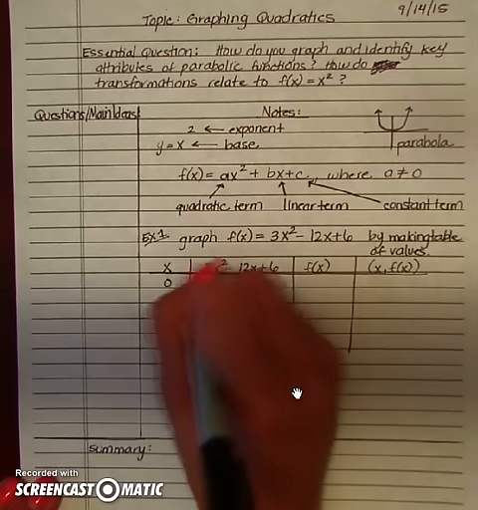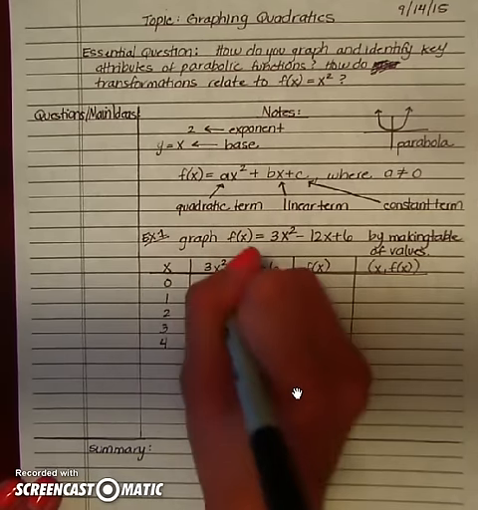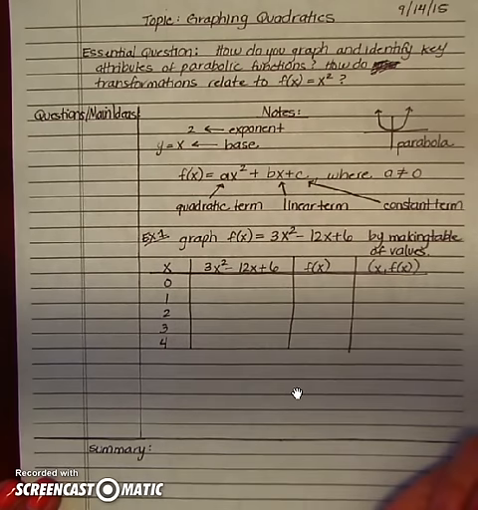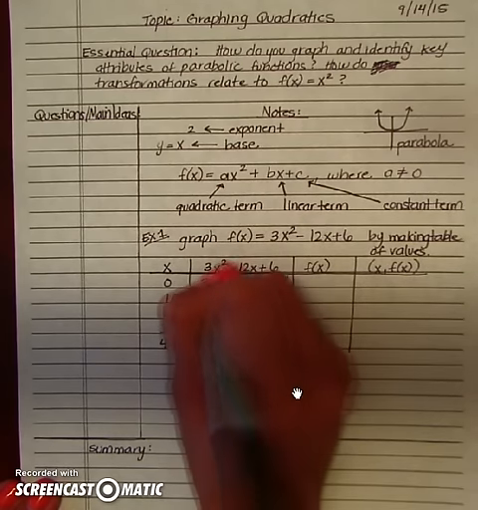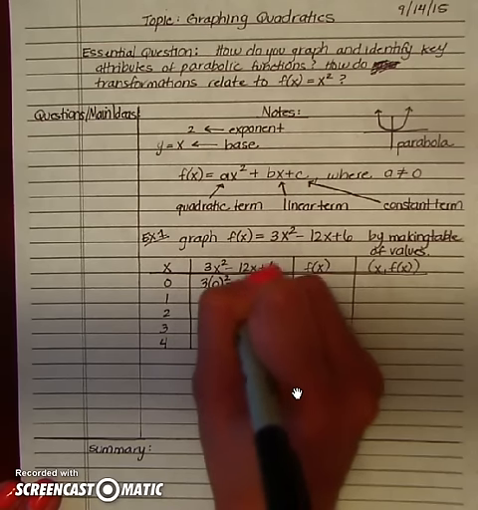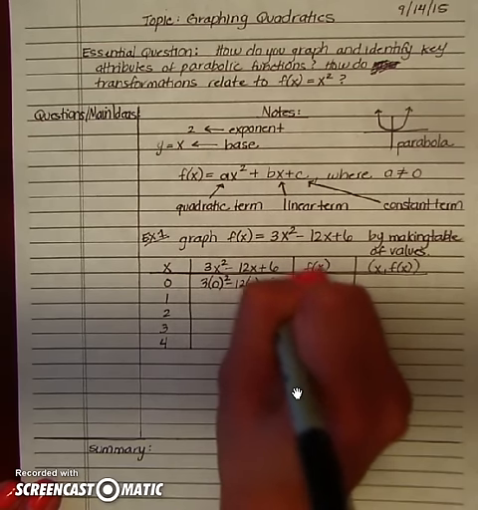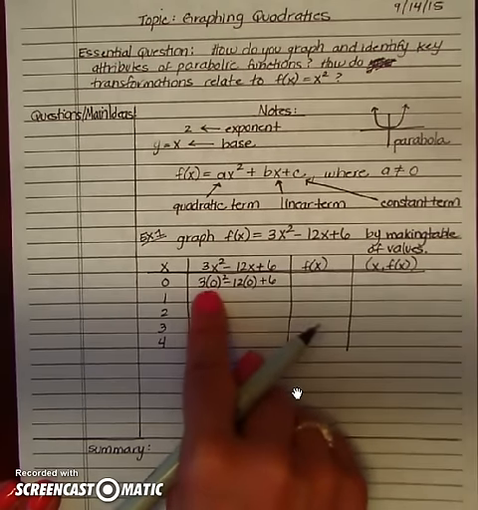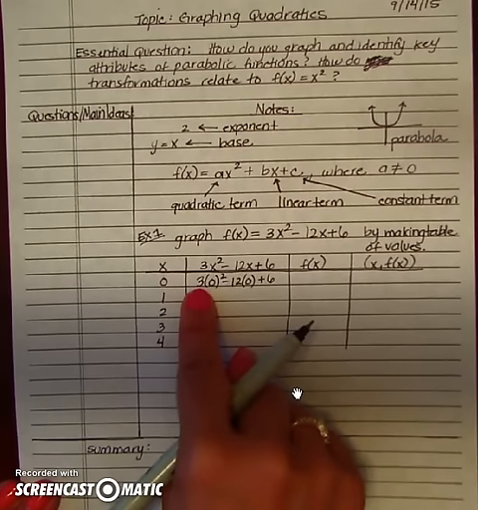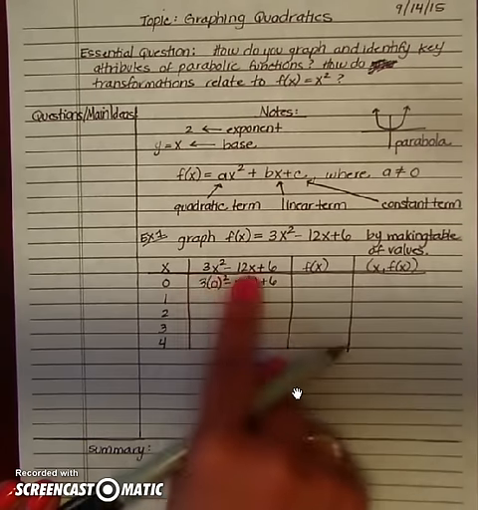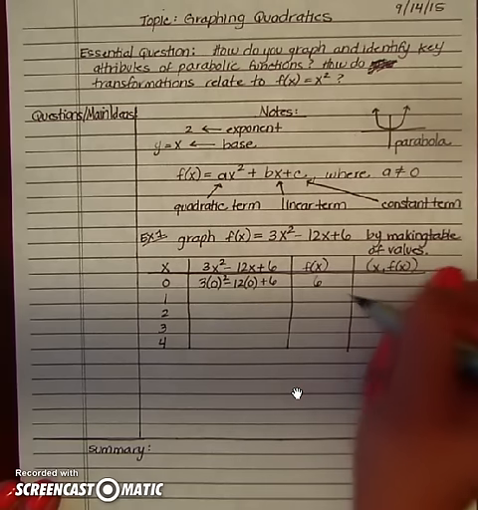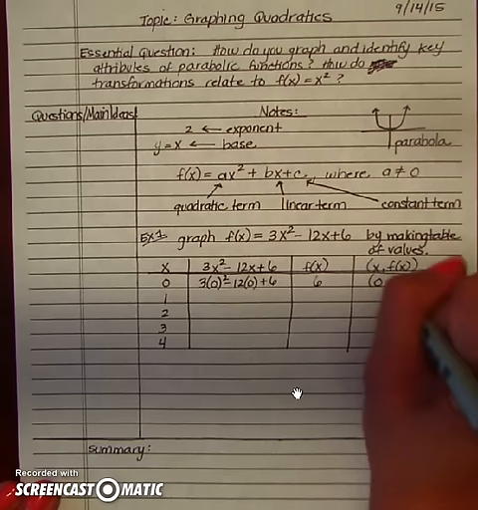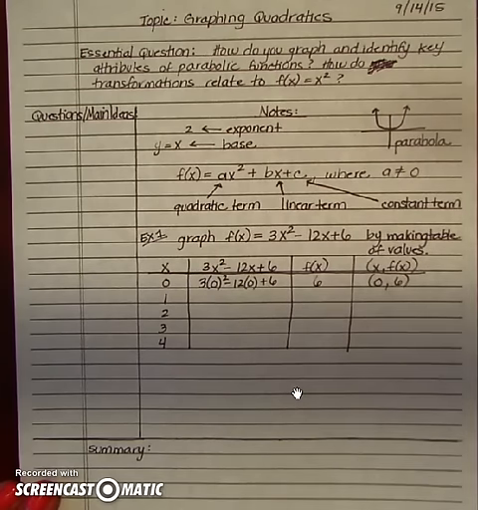First thing you're going to do is substitute a 0 wherever you see an x in the equation. So you really have 3 times 0 squared minus 12 times 0 plus 6. This one's easy. 0 times anything is 0. So that gets rid of this, and all you're left with is 6. Your ordered pair, your input was 0 and your output was 6. I want you to do the same thing for 1, 2, 3, and 4.